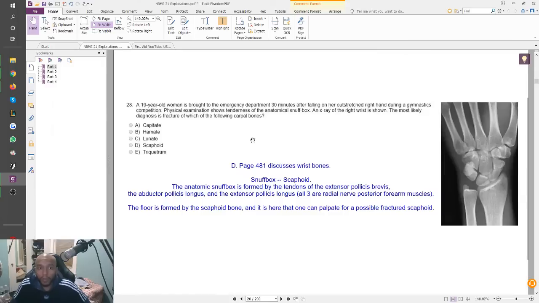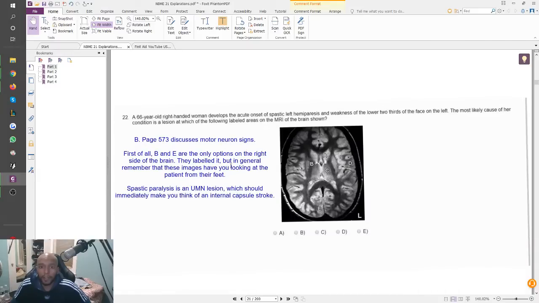Lunate bone. So our patient, for our question, was straightforward, just scaphoid. It was super easy. This is the easiest way to ask a question about the scaphoid. Like, it couldn't be anything else. Right? The floor is formed by the scaphoid bone, and it is here that one can palpate for a possible fractured scaphoid. Right? You didn't even need the picture. The question itself was enough.